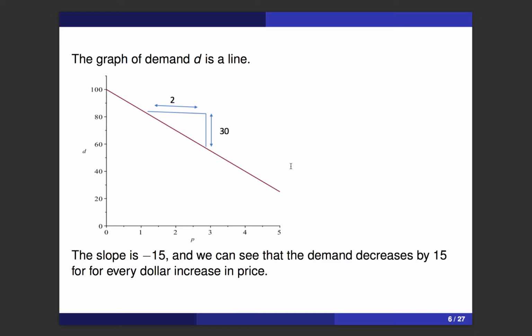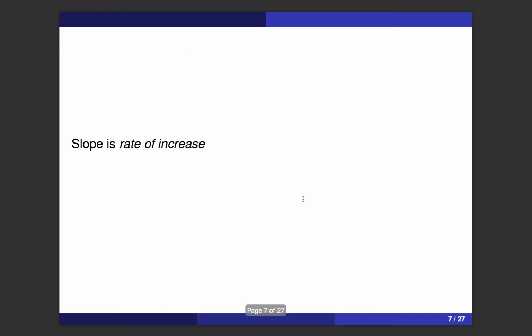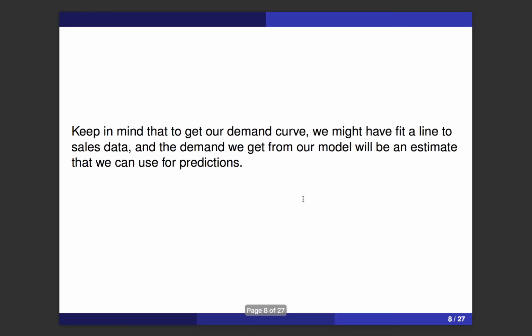And we saw the graph of D was a line. Now the slope, minus 15, gives us a rate of change of the function D. If we increase our price by 2, then we'll decrease the demand by 30. So for every unit increase in price, we get a 15 unit decrease in the demand. So we can think of the slope as a rate of change.